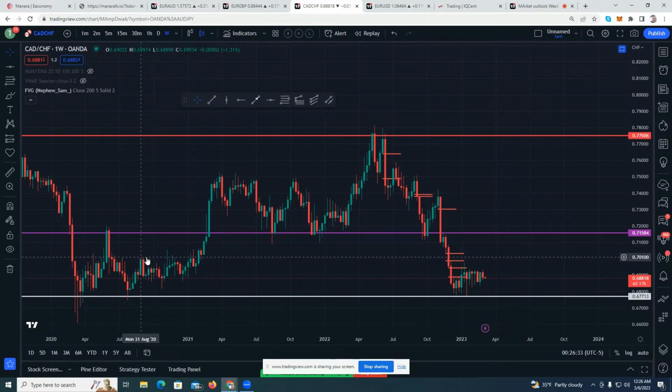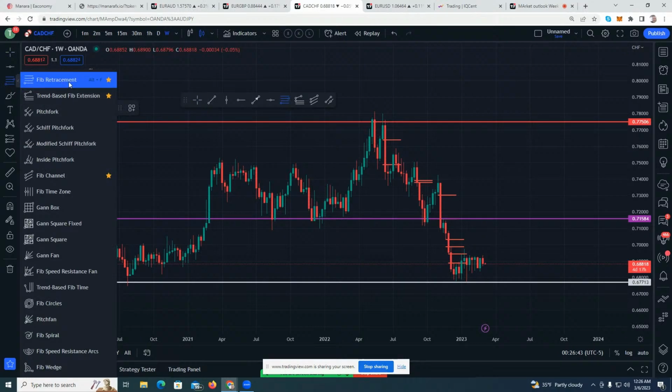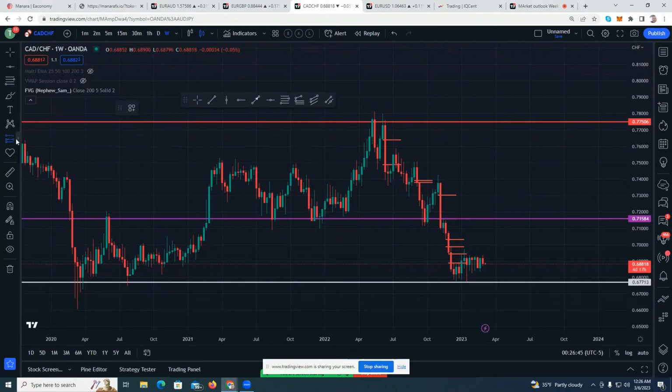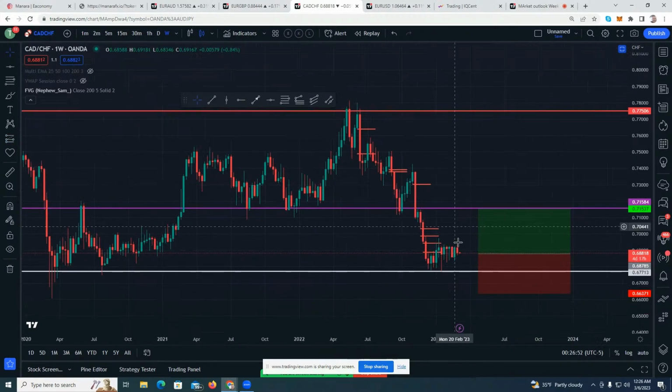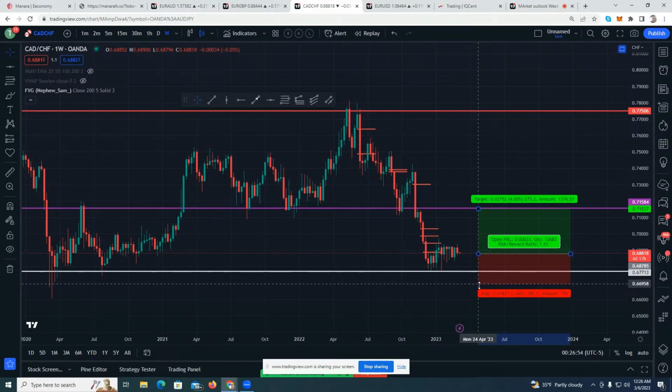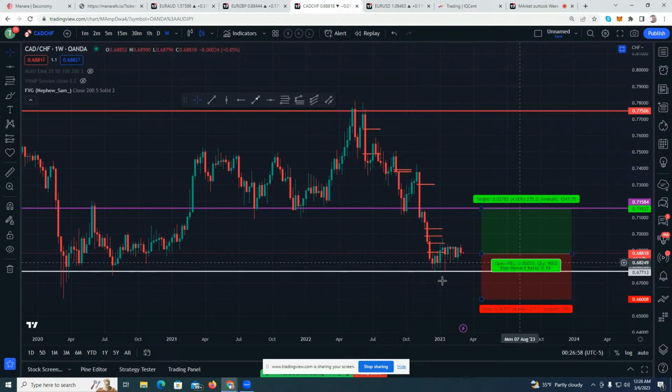So, with that said, I'm looking for potential buys on CAD, and looking to target this area here with our stop loss below this week, right? This would be a potential swing trade.